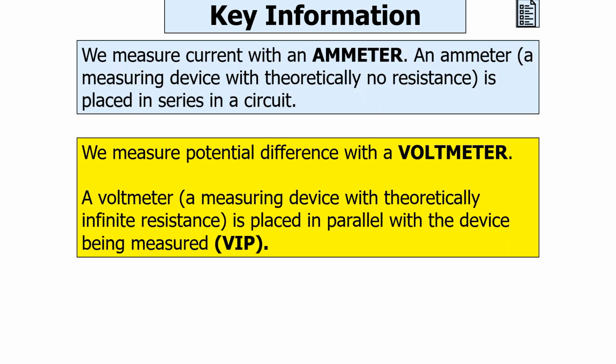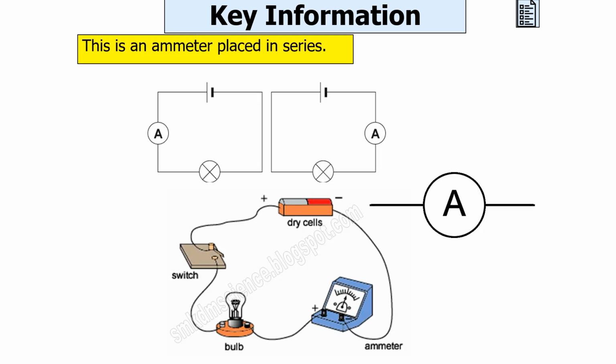We measure potential difference with a voltmeter. A voltmeter, a measuring device with theoretically infinite resistance, is placed in parallel with the device being measured. Voltmeter in parallel, VIP. So this is an ammeter placed in series in the circuit.